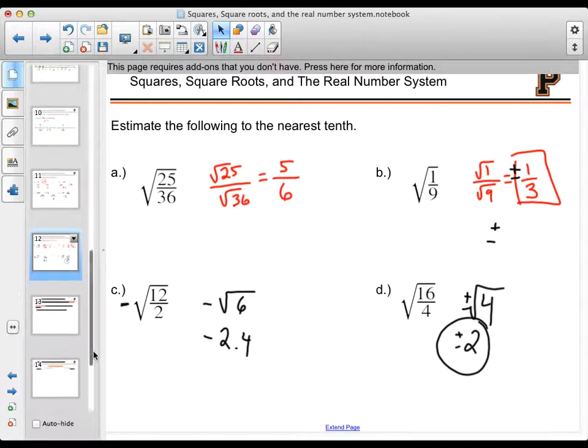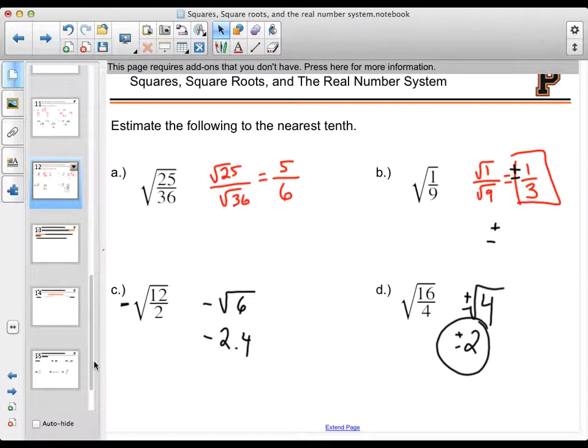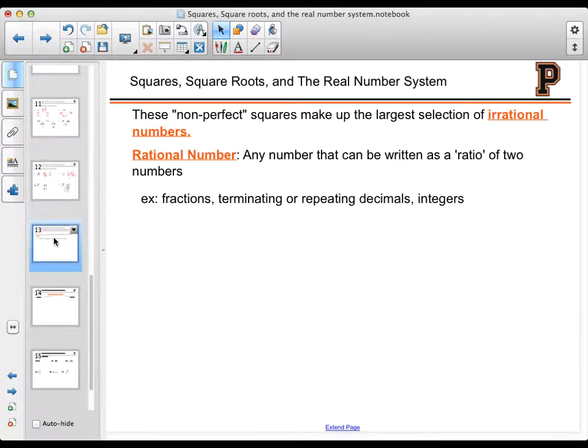I think you've probably seen some things with square roots before, so this is maybe a little bit of review for some, right? Now, those non-perfect squares make up the largest selection of what are known as irrational numbers. And in order to understand irrational, I think it's important to understand rational, right? Rational has the word ratio. So a rational number is any number that can be written as the ratio of two numbers. Some examples, fractions, anything that's written like this, a over b, is a rational number because it's written as a ratio of two integer values.